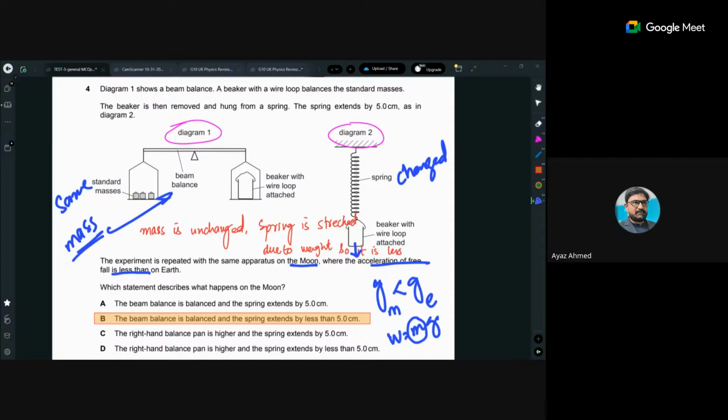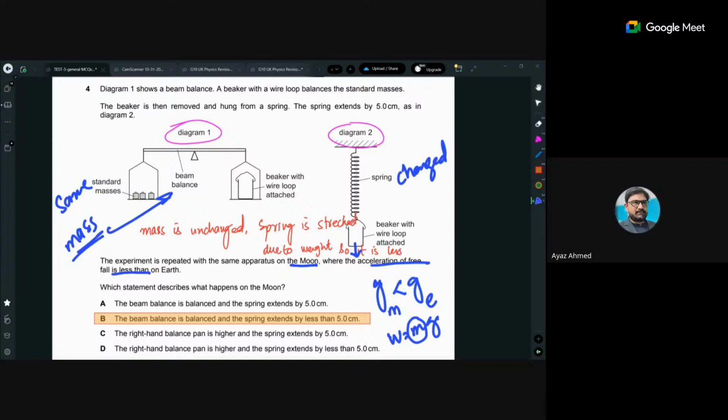Is it? Yes. So which instrument works on the principle of weight? It would be diagram 2, because the spring is pulled by weight. So if it is pulled by a certain centimeter on the Earth, that is 5 centimeter, on the Moon the pull is less. That's why it would be pulled by a force, or by an extension, less than 5 centimeter. Got it? Yes, sir.